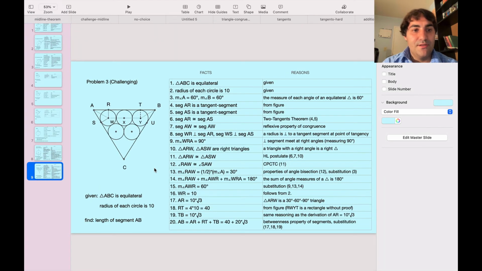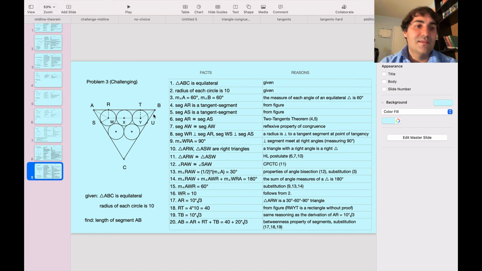So here's another challenging problem, and this problem looks kind of weird, but I think it's an interesting problem. Given triangle ABC is equilateral, and we have these circles that are inside this triangle, and they touch each other, and they touch the sides of this triangle, and each circle has radius 10, and we want to find the length of segment AB.